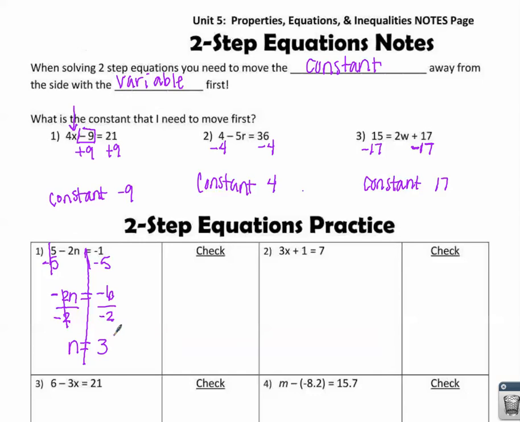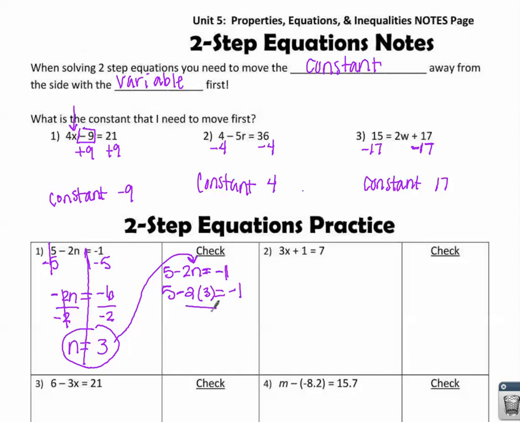Now let's check our answers. So write the original problem, including the equals -1, and you want to substitute what you got for your variable. So you got 5 minus 2n equals -1. So 5 minus 2 times 3 equals -1.